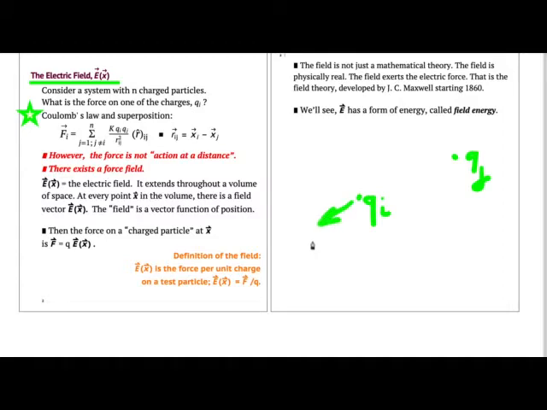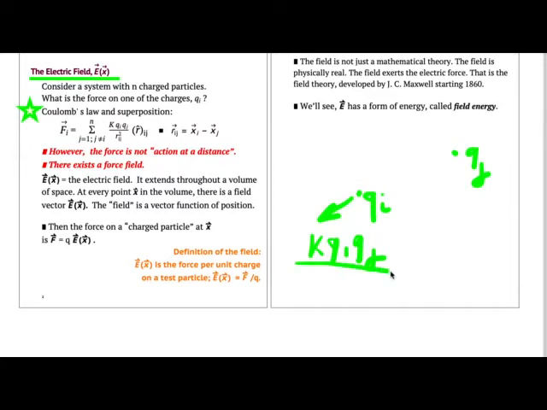We call that K Qi Qj over Rij squared. Rij is the distance between Qi and Qj. Now, that's not the force, that's the magnitude of the force. The force has to have a direction, so we have to multiply that by the unit vector, r hat, pointing in the direction from j to I. So that's r hat ij.